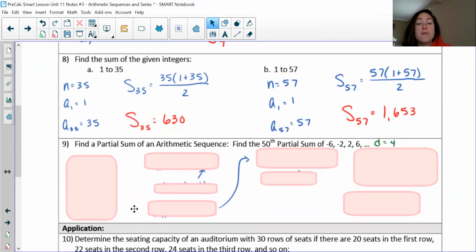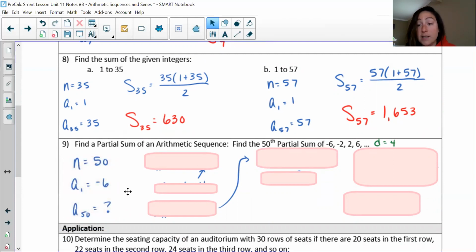Find the partial sum of an arithmetic sequence. Find the 50th partial sum. So we have the first 1, 2, 3, 4 terms here, and I want to find the sum of the first 50 terms. That's the 50th partial sum. So looking at our formula, we need to know what the value of the 50th term is. So I know n is 50. I know the value of the first term is -6, but I don't know the value of the 50th term. So I have to do a little bit of work here first.